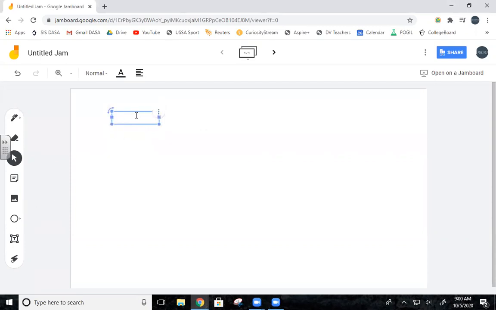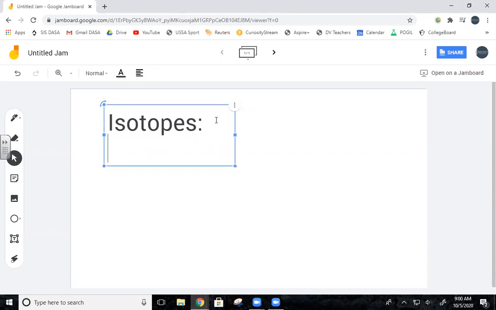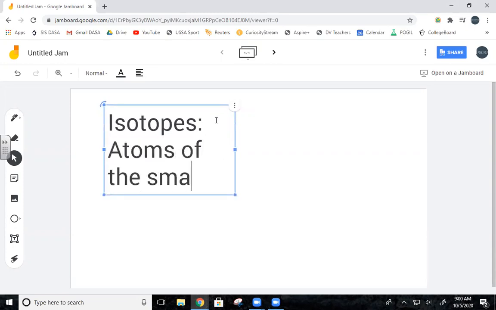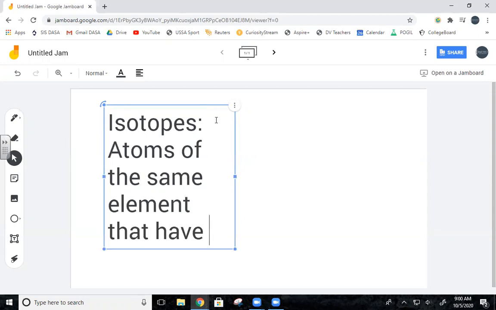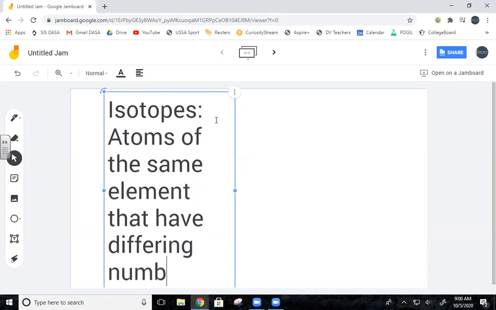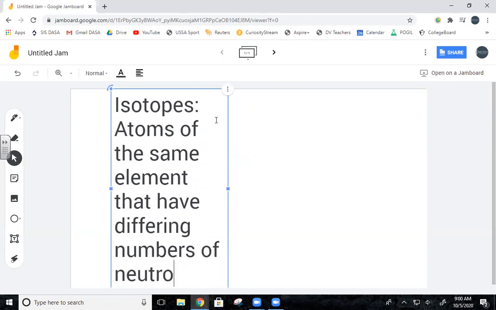Isotopes. Isotopes are atoms of the same element that have differing numbers of neutrons.